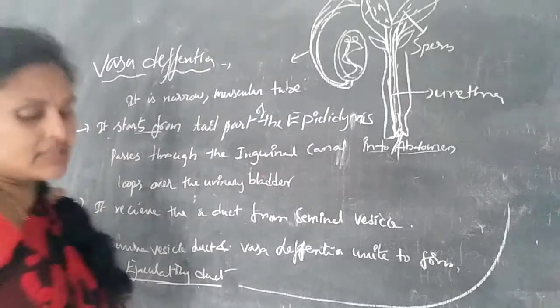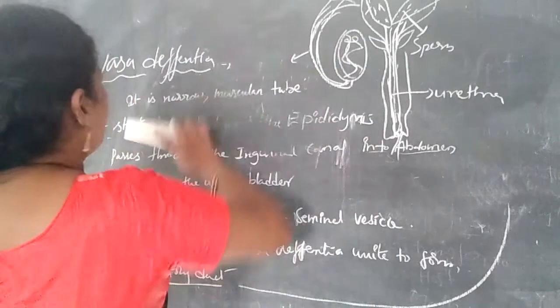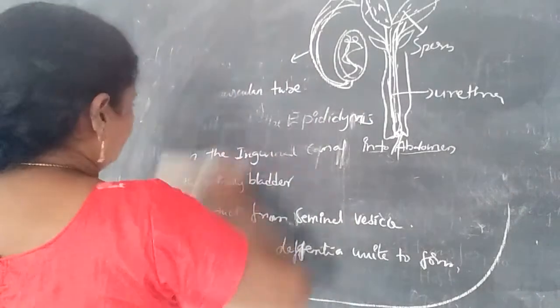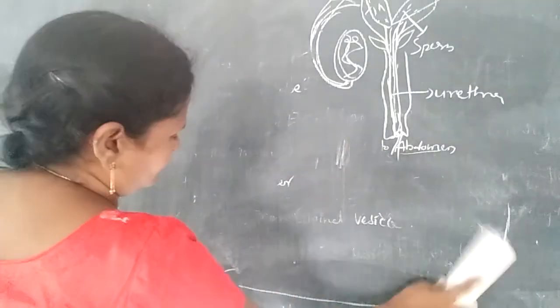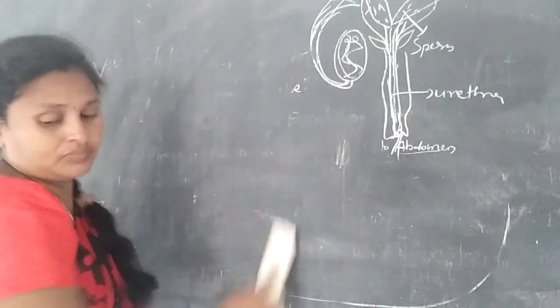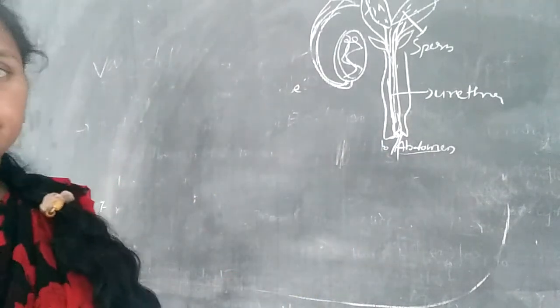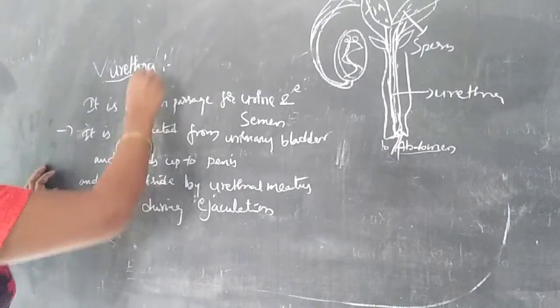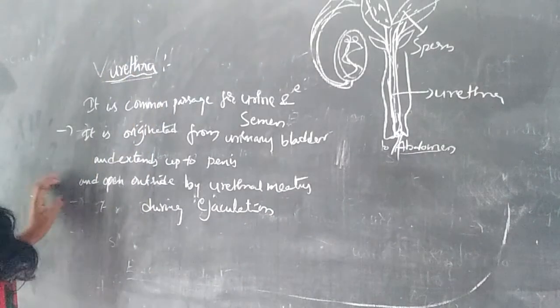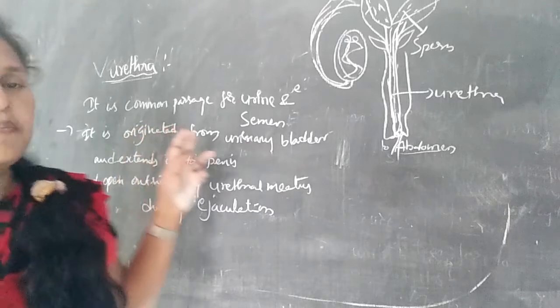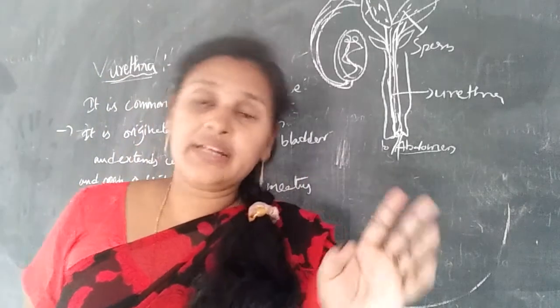And next one is the urethra. What is the urethra? The urethra is the common passage for the urine and semen.